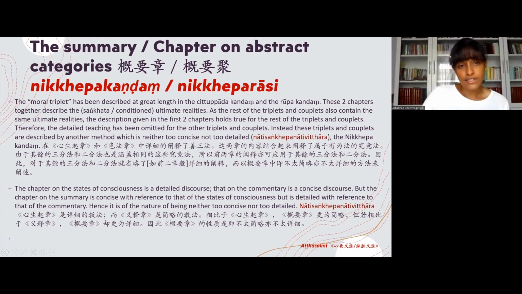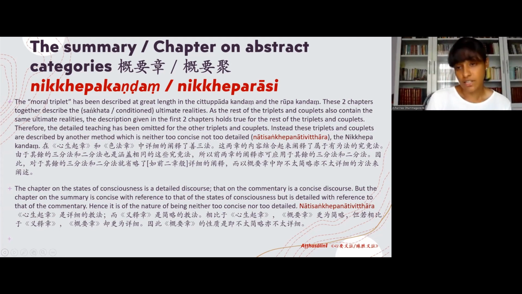The moral triplet has been described at great length in both the Chittupada kandaṃ as well as the Rupa kandaṃ. These 2 chapters together describe all the ultimate realities that are conditioned, the Saṅkhata Dhamma. Because the rest of the triplets and the couplets also contain the same ultimate realities, the description given in the first 2 chapters holds true for the rest of the triplets and couplets. Therefore, the detailed teaching has been omitted for the other triplets and couplets.